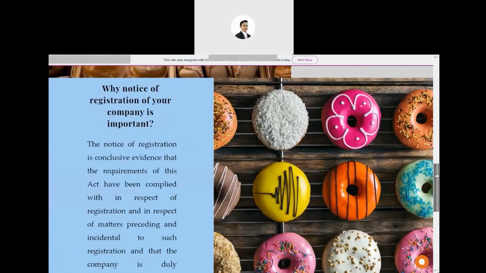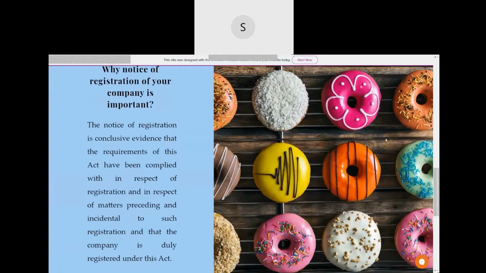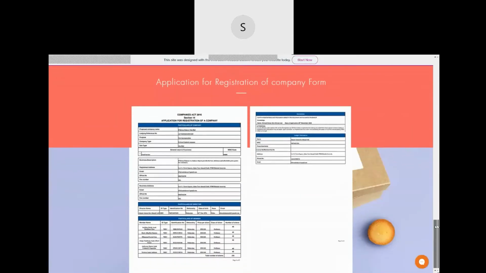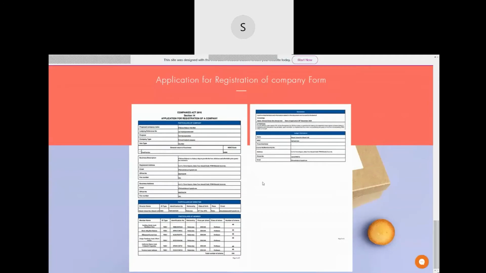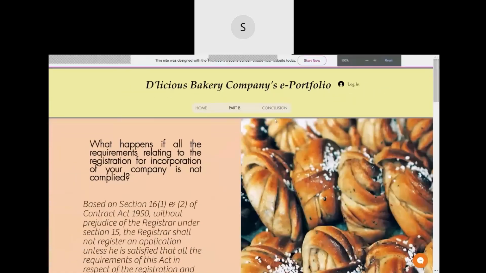Next, the last common question is about how important the notice of registration is. The notice of registration is important because it is conclusive evidence that shows your company has been successfully registered and all the requirements are complied with. Here is the picture of the application for registration form for our company. The next part will be presented by the next presenter.